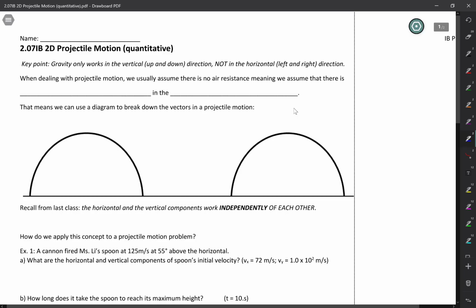This should be the last video that sums up the IB portion of kinematics, or 2D projectile motion. Before we start looking at the quantitative side and the calculations for 2D projectile motion, let's try to look at some of the qualitative aspects of 2D projectile motion and how they will influence our calculations, or things we need to watch out for when we are doing calculations.